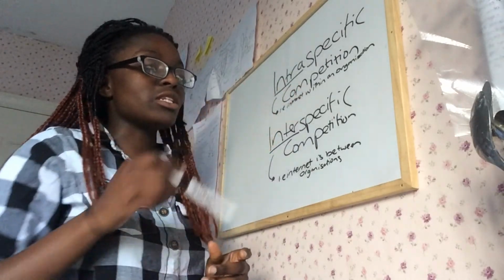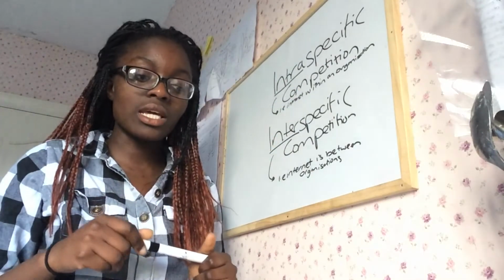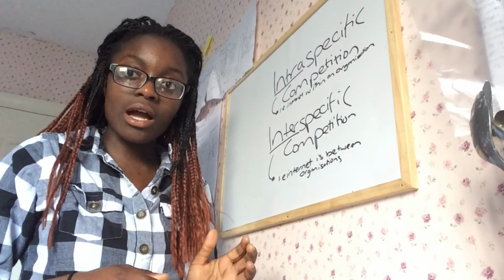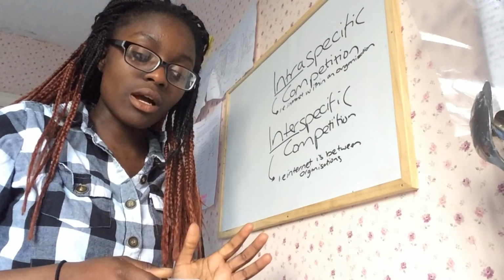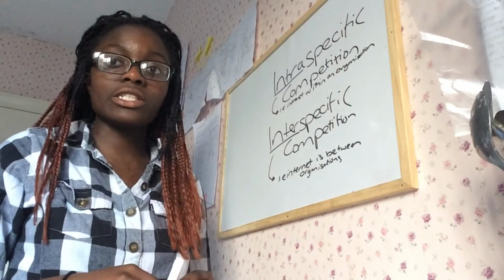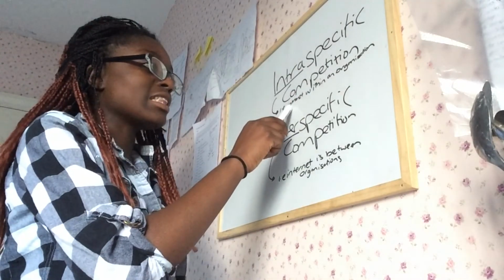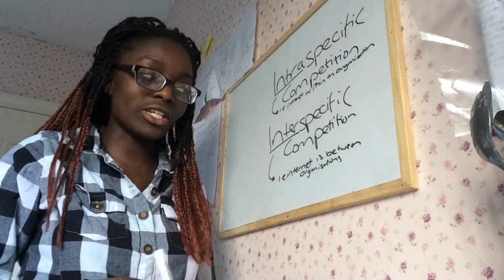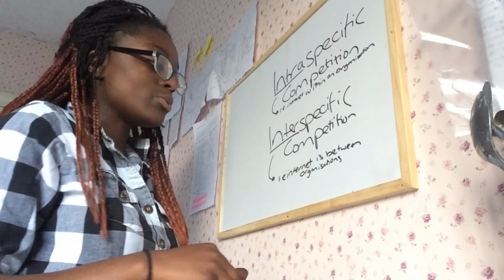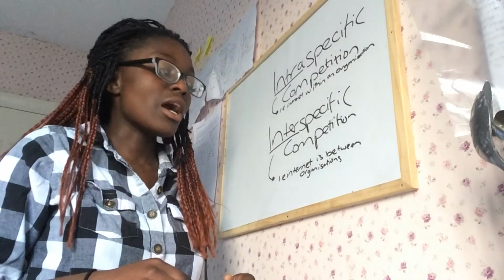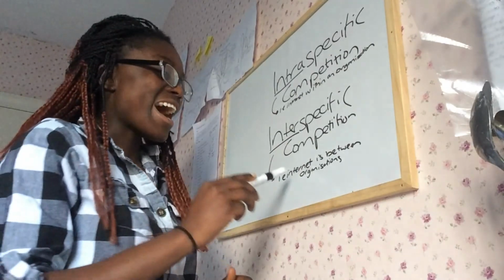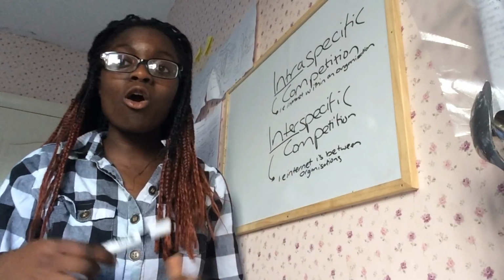Intraspecific competition is competition within members of the same species, and this will allow for the best adapted animal to survive. A good way to remember intraspecific competition is intra, like the intranet within an organization. Interspecific competition is competition between members of different species. A good way to remember this is inter for internet, and the internet is between organizations.